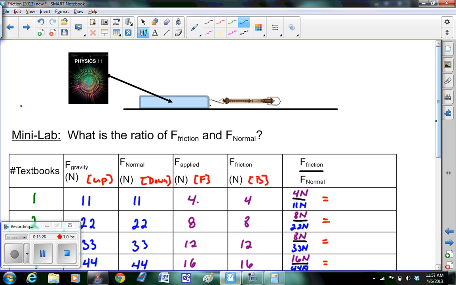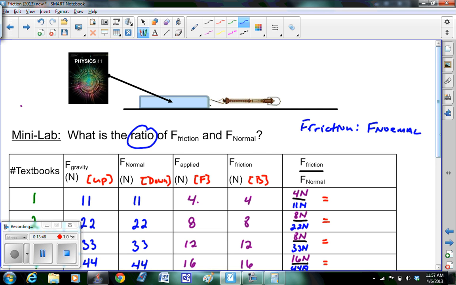Okay, now the next part is looking at the relationship between friction and normal. I'm going to be looking at a ratio. So we're going to be looking at the force of friction relative to the surface force, or the normal force. So we'll be dividing these two quantities, and that's in this last column over here.